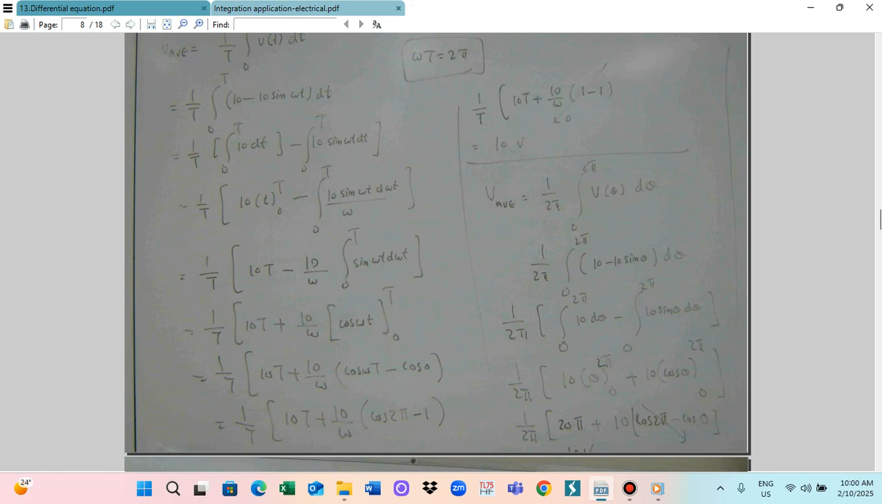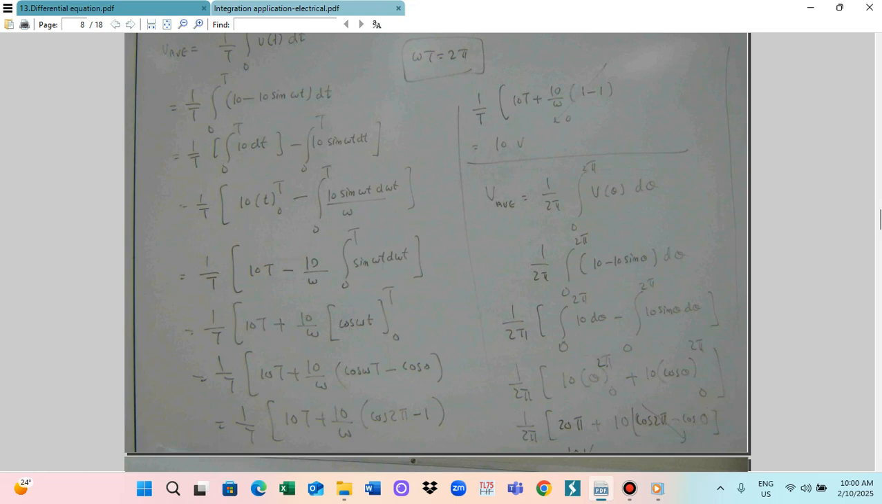So this is 1 by T, 10T plus 10 by omega. Okay, you substitute T, that becomes cos omega T, minus, you substitute 0, this is cos 0. Okay, in this case omega T is equal to 2 pi. This is a general relationship: omega T is equal to 2 pi. So instead of omega T, you can substitute the 2 pi. So this is 1 by T, 10T plus 10 by omega, cos 2 pi minus cos 0.